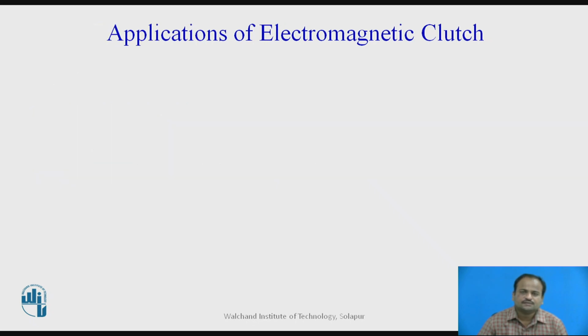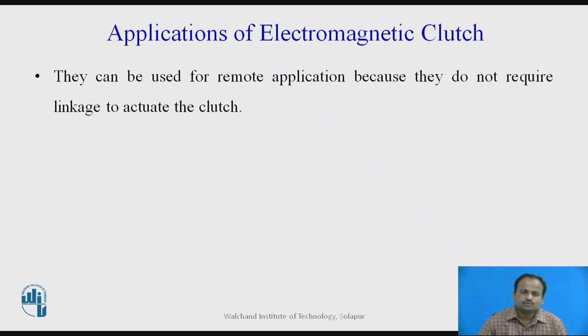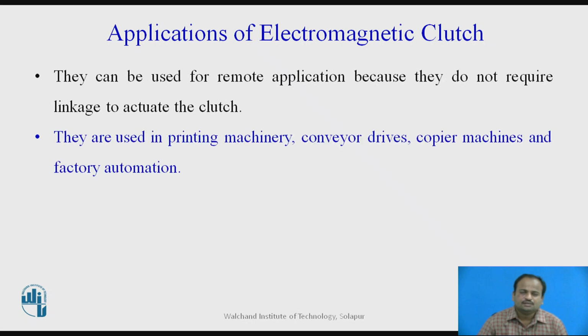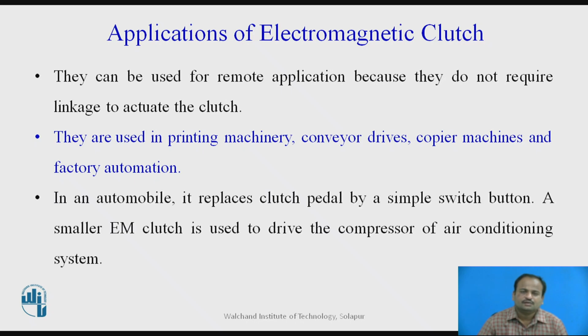Now the applications: they can be used for remote application because they do not require linkage to actuate the clutch. They are used in printing machinery, conveyor drives, copier machines and factory automation. In an automobile, it replaces the clutch pedal with a simple switch button. A small electromagnetic clutch is used to drive the compressor of the air conditioning system.